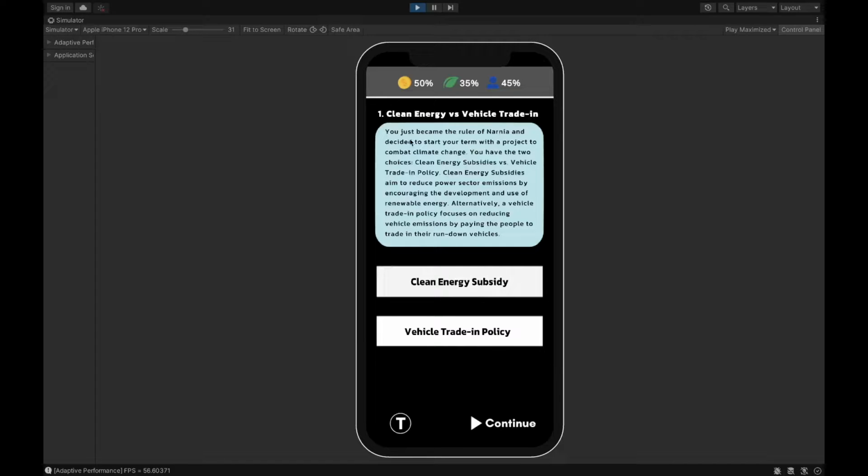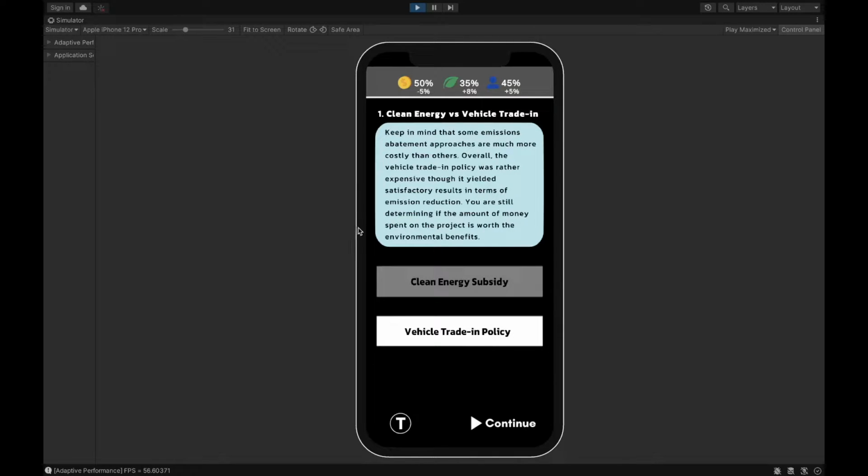So it's essentially, the first one from the tutorial is essentially the same event. So we can go ahead and click either clean energy subsidy or vehicle trading policy. So I can go ahead and click vehicle trading policy for this one.